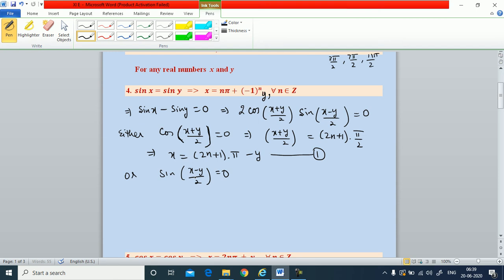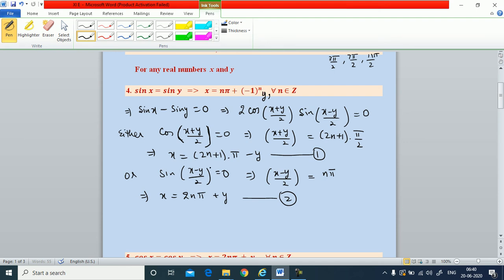If sine of (x minus y) by 2 is 0, we know sine of a certain angle is 0. That means that angle must be n pi. Okay, now solving this part, on cross multiplying 2 and shifting y to the right side, we get x is equal to 2n pi plus y. So this is the second one.